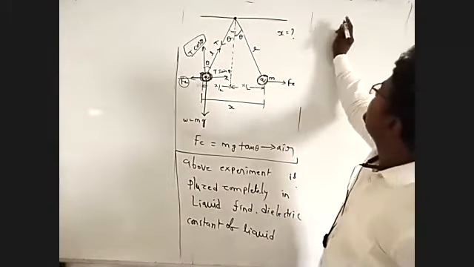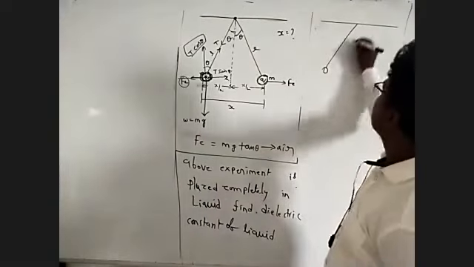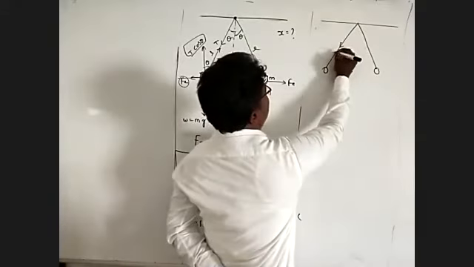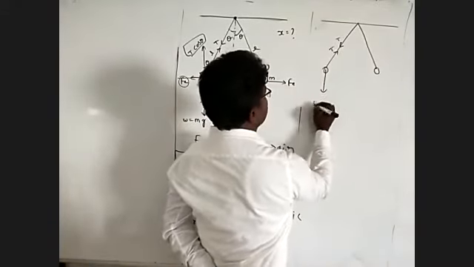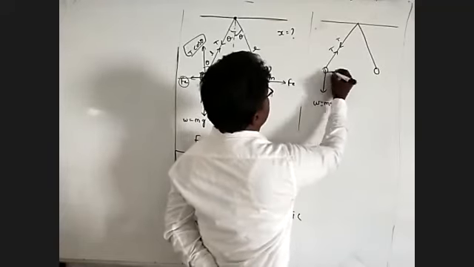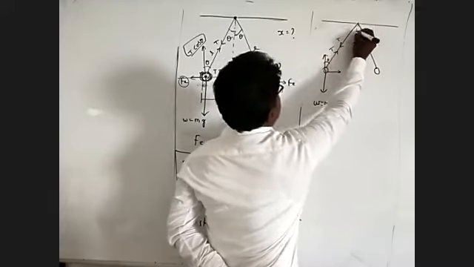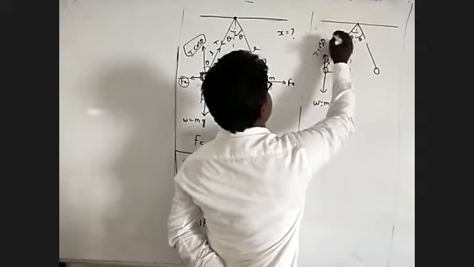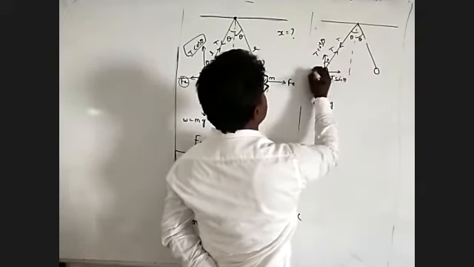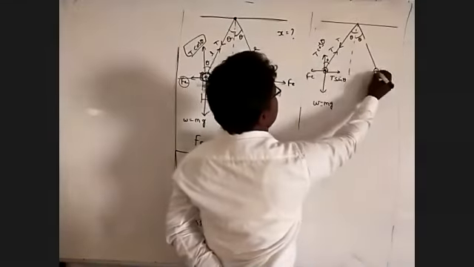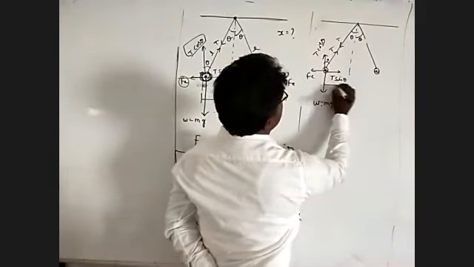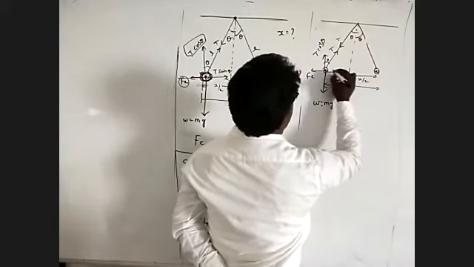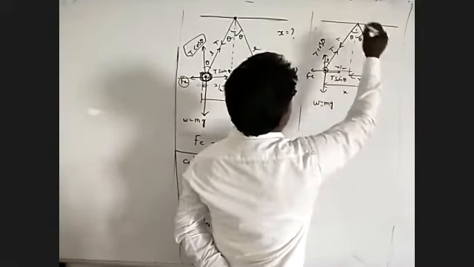Now next experiment, same experiment. This is a bulb, this is another bulb. This is the tension T. This is the weight W equal to mg. This is resolved into two components, T cos theta and T sin theta. This is the Fe force. The charge is Q, and the distance between the two charges is x. From here to here is x by 2, and here to here is also x by 2. This is the length of the string.